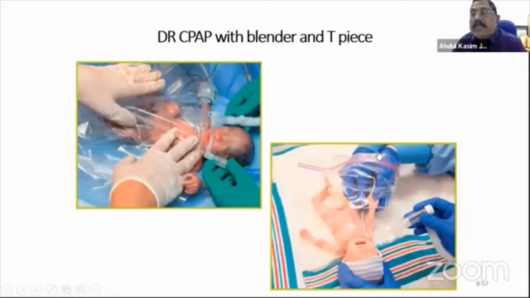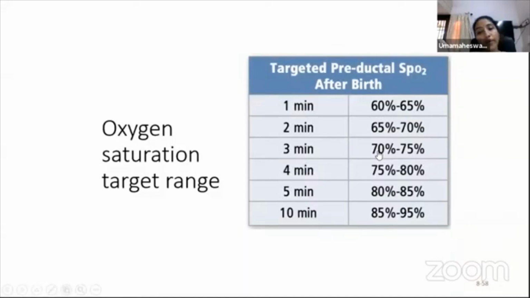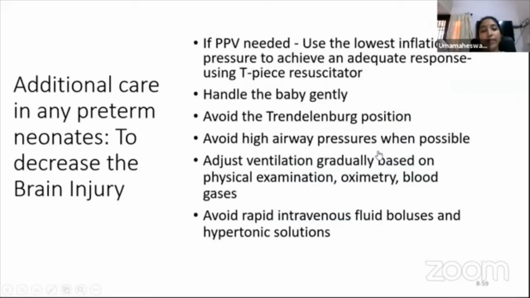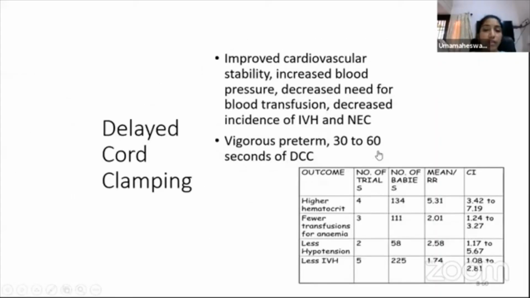That ends the scenario. This is how CPAP would be started, and this is a plastic wrap to maintain the temperature, with a hat. Again, we have to follow the same targeted preductal saturation after birth as for a term neonate, because we do not have any separate chart for preterm neonates. One has to take additional care to decrease brain injury. We need to avoid Trendelenburg position, adjust ventilation, avoid rapid intravenous fluid or hypertonic solution, and handle the baby very gently.